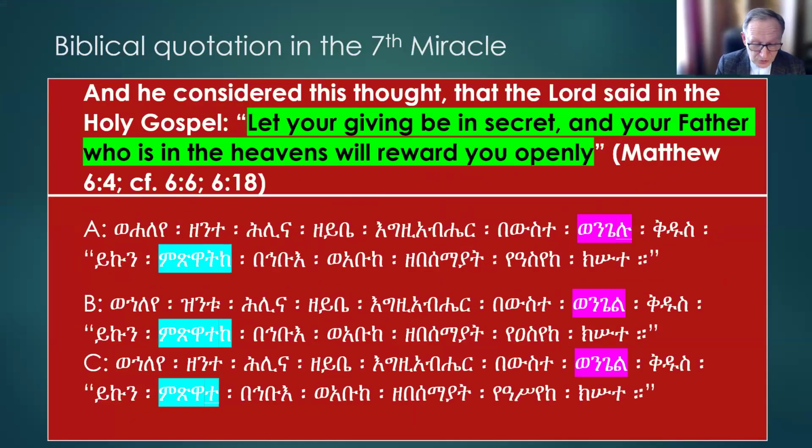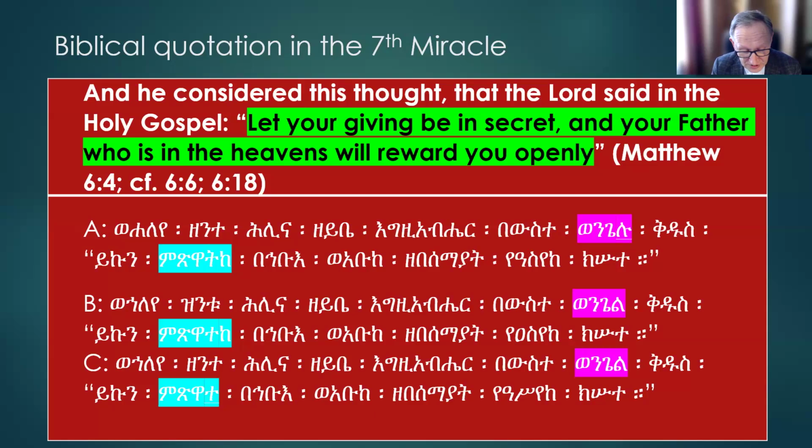Directly relevant to our study is the question from Matthew 6:4, which explains the original Syrian's motivation to offer his gift anonymously at the shrine of St. Menas. And this is the passage read: he considered this thought that the Lord said in the Holy Gospel, 'Let your giving be in secret, and your Father, who is in heavens, will reward you openly.'